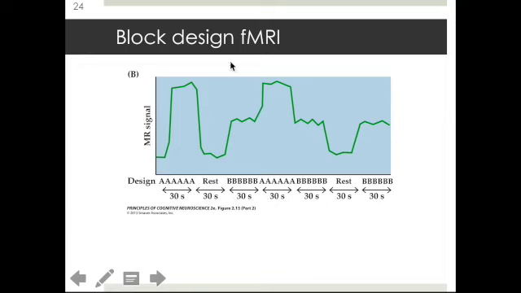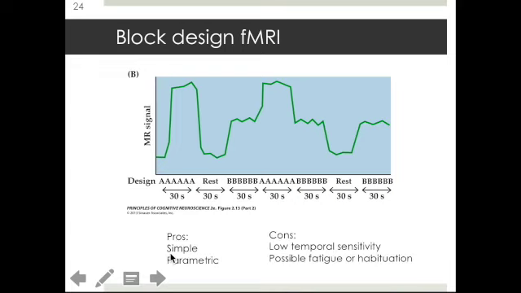So this is why it's called block design: you're getting blocks of different stimuli. There are some pros and cons of this. It's a simple design for a functional MRI study. It's also parametric, which just means you can manipulate the strength of the stimulus at different levels. If you're interested in brightness, for example, you can show low levels of brightness, then medium levels, and high levels of brightness, and that's a parametric design.